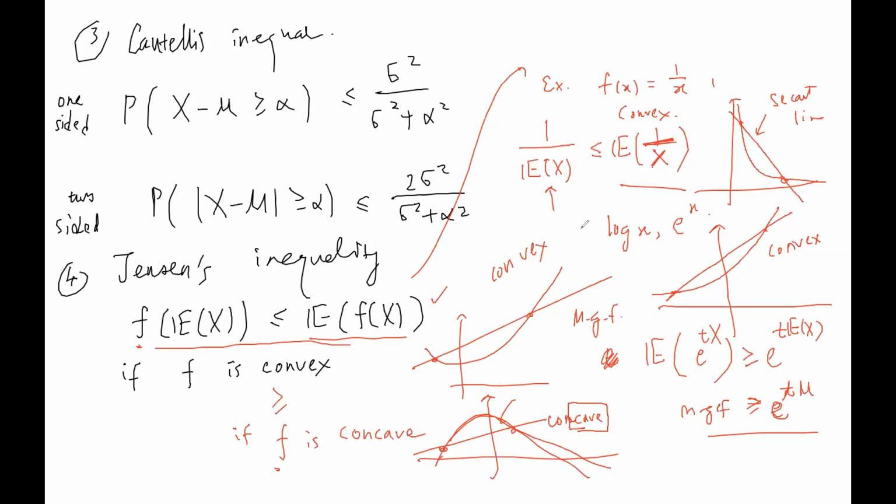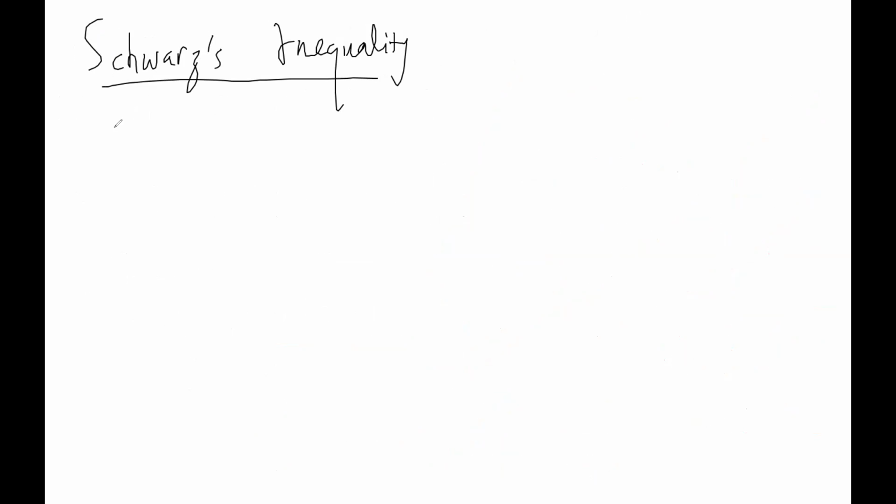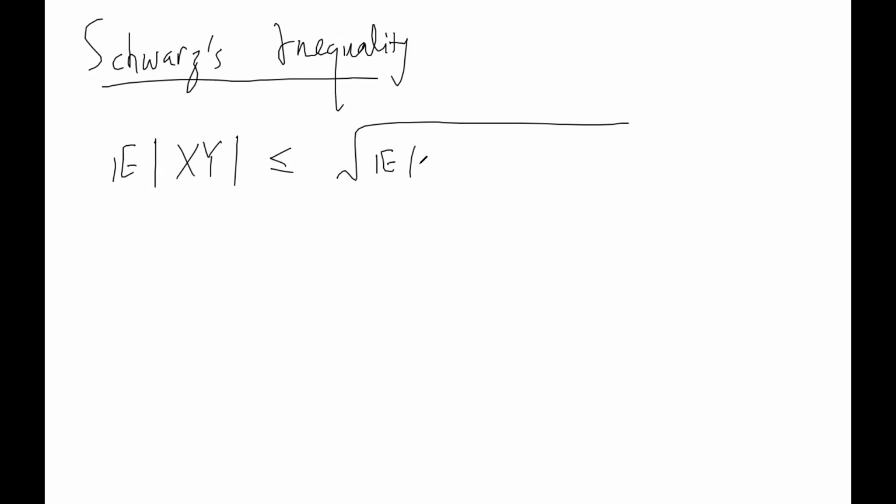Right. So this is Jensen's inequality, and then the last inequality that we learned was Schwartz inequality. Schwartz inequality gives the following: the expectation of the absolute value of XY is bounded by the square root of expectation of X squared times expectation of Y squared.